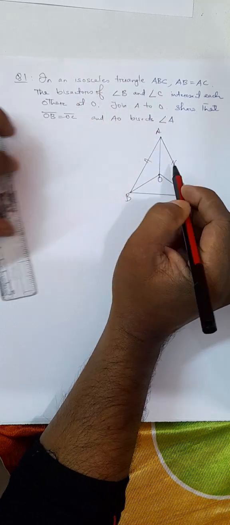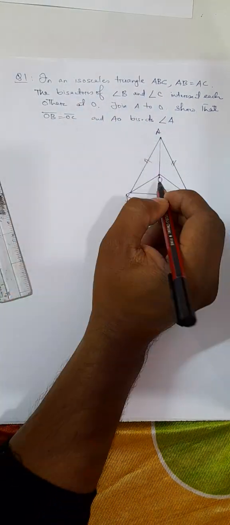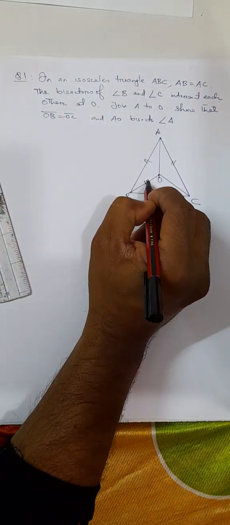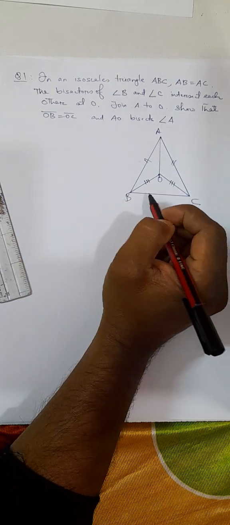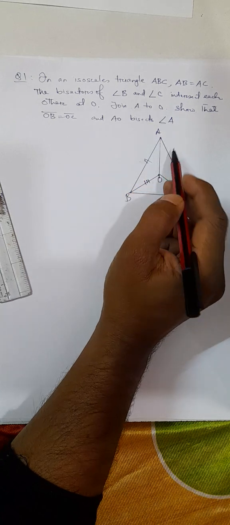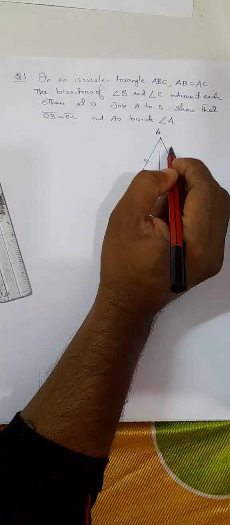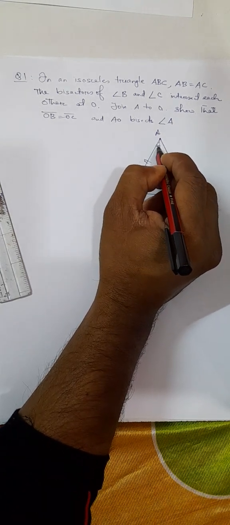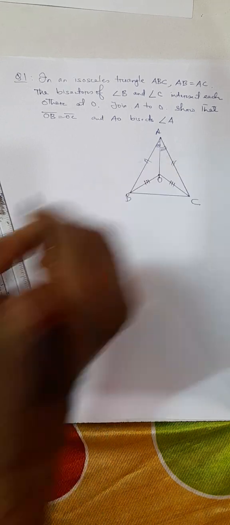This is joined. So that OB equal to OC, we have to prove that this line segment equal to this line segment, OB equal to OC. And we also prove that AO is the bisector of angle A. That means these two angles will be equal. We have to prove that, right?